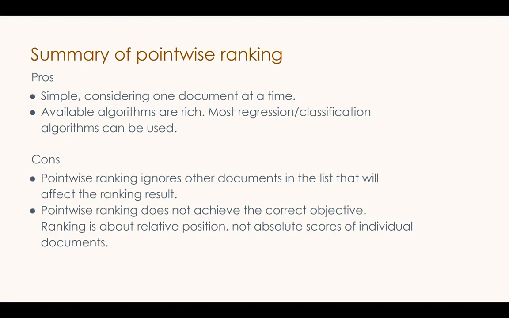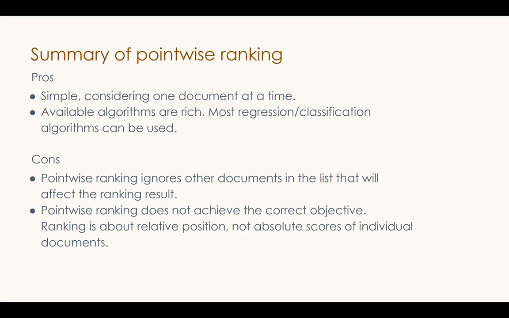Summary. Pointwise ranking is very simple. It only considers one document at a time. And many classification and regression algorithms can be used, as simple as linear models, and you can use gradient boosting trees and neural networks. So lots of them, these algorithms are very rich. The problem with pointwise ranking is that you only look at one document at a time, so you ignore the other documents in the list, and that is actually suboptimal.